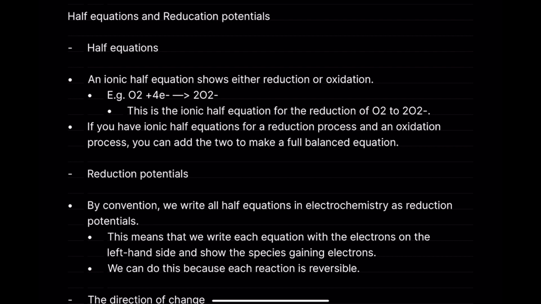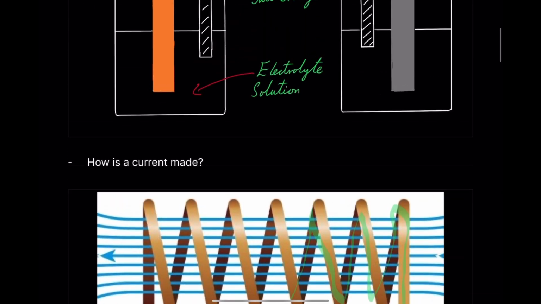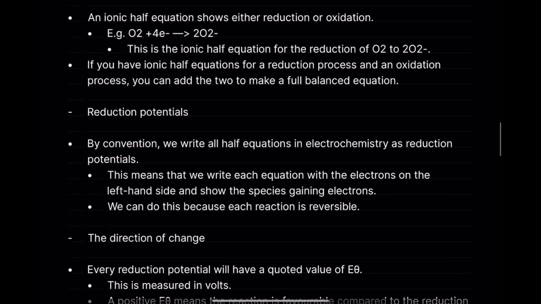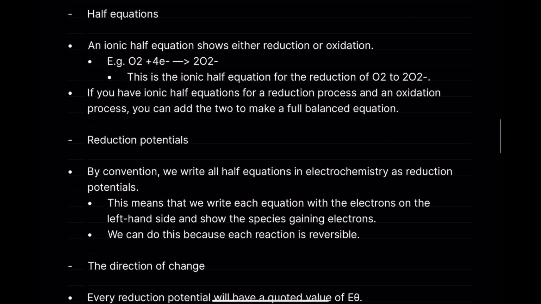So for example, I have O2 plus 4 electrons goes to form 2 O2 minus. Let me write the 2 O2 minus here. O2 plus 4 electrons goes to form that, where oxygen is reduced to O2 minus, and obviously with two of those there. That's the type of half equation. So this is the ionic half equation for the reduction of O2 to 2O2 minus.